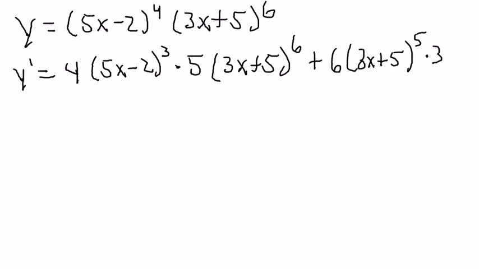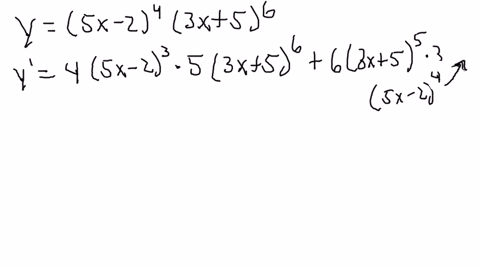Let me sneak that in here. We'll draw a little arrow. It's supposed to be (5x minus 2) to the 4th. That should be to the 4th. And that goes right there next to the 6 times (3x plus 5) to the 5th.